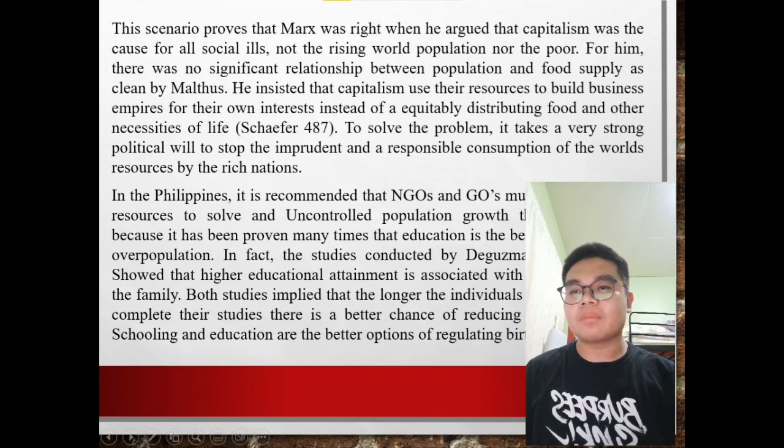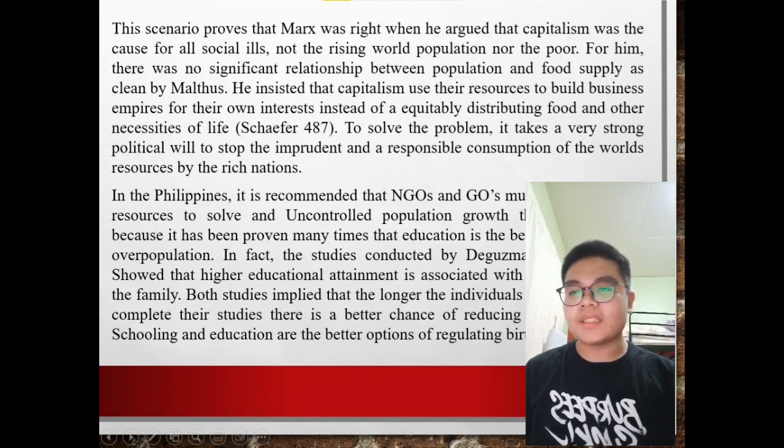This scenario proves that Marx was right when he argued that capitalism was the cause of all social ills, not the rising world population nor the poor. For him, there was no significant relationship between population and food supply as claimed by Malthus. He insisted that capitalists used their resources to build business empires for their own interest instead of equitably distributing food and other necessities of life. To solve the problem, it takes a very strong political will to stop the imprudent and irresponsible consumption of the world's resources by the rich nations.